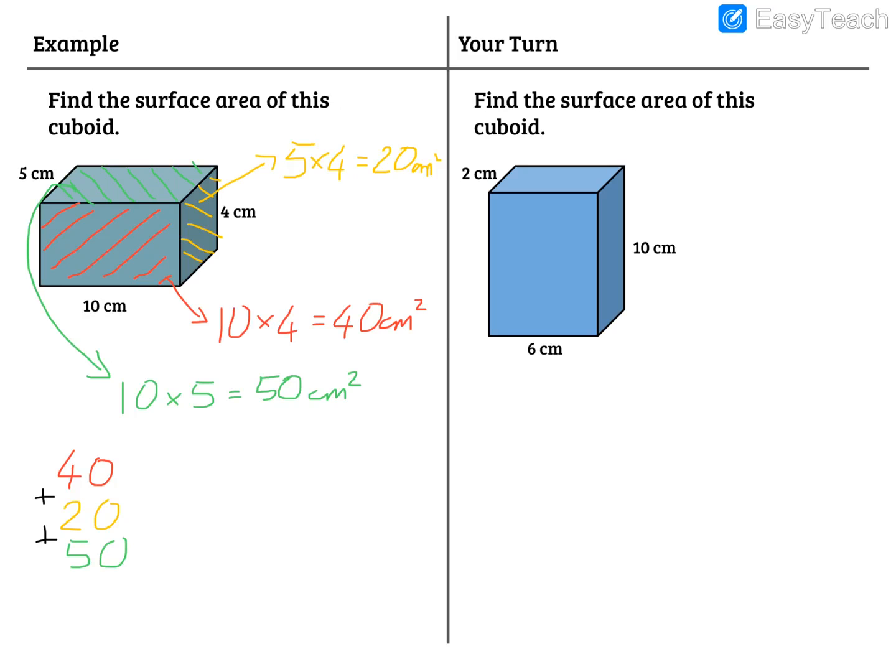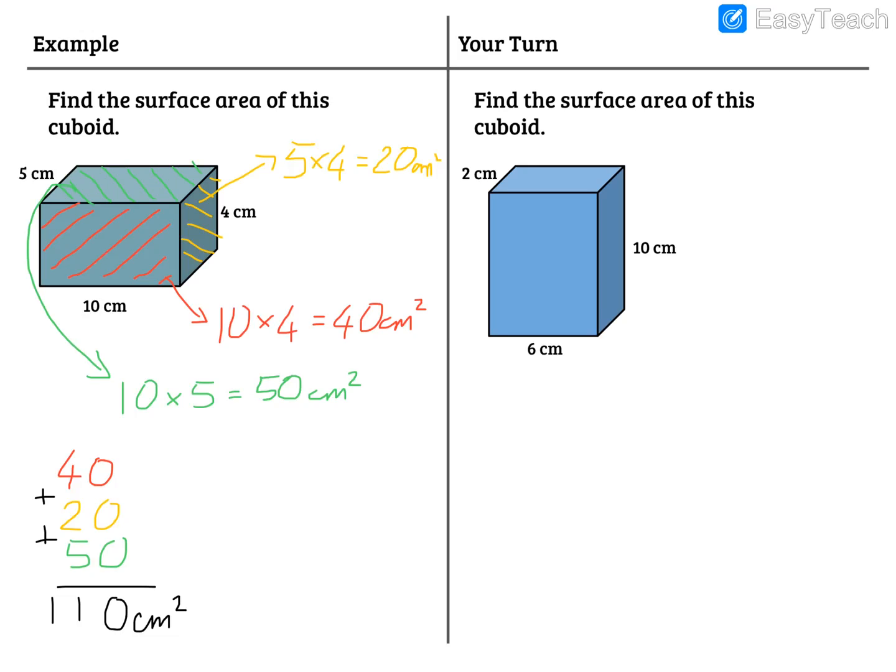And if I add those up, that's going to be 110, am I right? Yeah, 110 centimetres squared. But you might have spotted that we haven't actually counted all of the faces yet, have we? We've counted the front and the top and the right-hand side, but there's another 3 that we can't see. There's the bottom face, there's the back face, and there's the left side face.